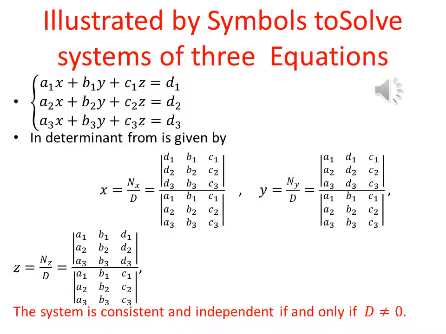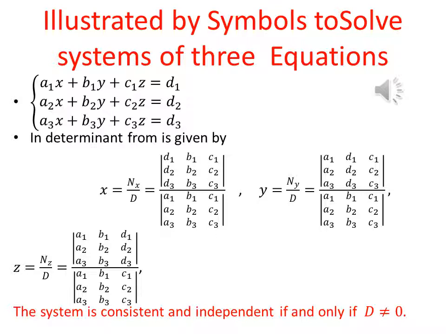We illustrate an example by symbols to show how to solve the system of three equations. We have a system of three equations. We studied before a system of two equations and solved it by Cramer's rule using determinants. Now here is a system of three equations, so we have to use a determinant of order 3.